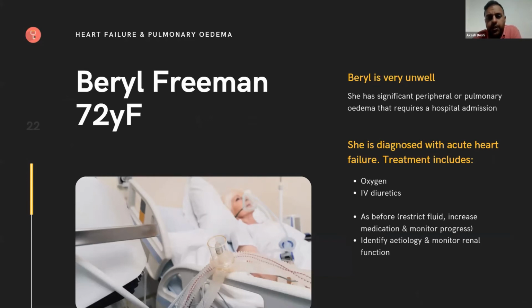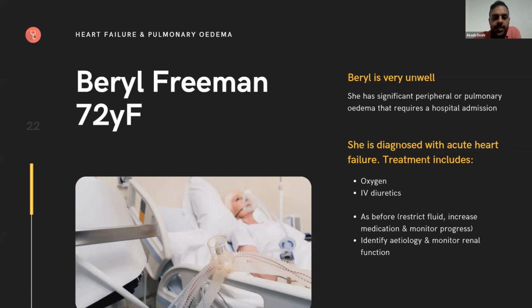And so what are we going to do? Well, we're going to try and find out what that causes, the underlying etiology, and monitor that renal function, expecting that a 20% rise of the creatinine is quite normal. As before, we'll also do all of that restriction of fluids and increasing medications and daily reviews to monitor the progress, particularly those daily weights. And at the end of the hospital stay, we will try and say, this is your dry weight.